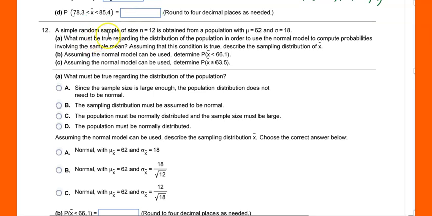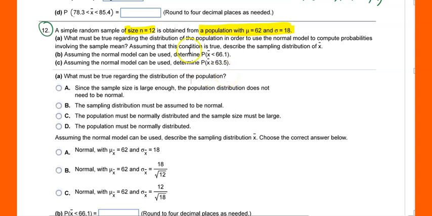A simple random sample of size 12. Remember that here the size is 12, less than 30, obtained from a population with mu equals 62. That's the mean of the population. Sigma equals 18. That's the standard deviation of the population. But the population distribution is not known. The first question asks you, what must be true regarding the distribution of the population?